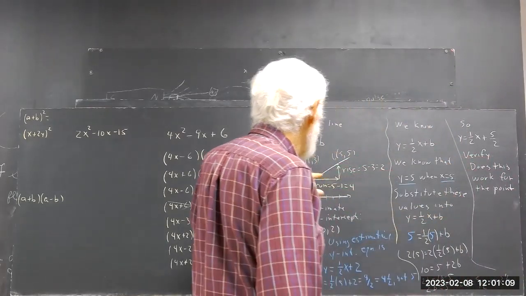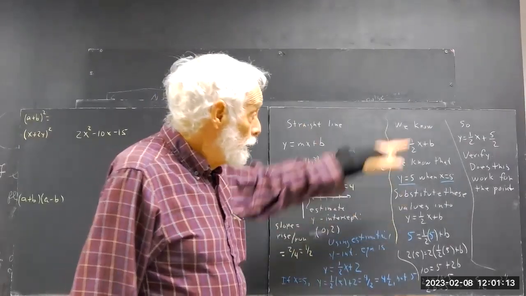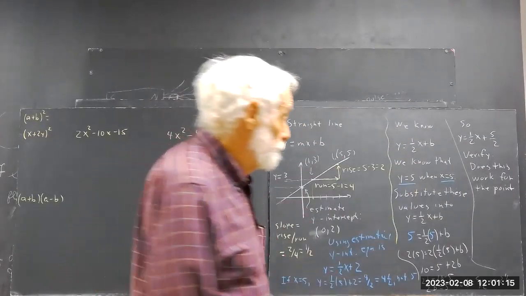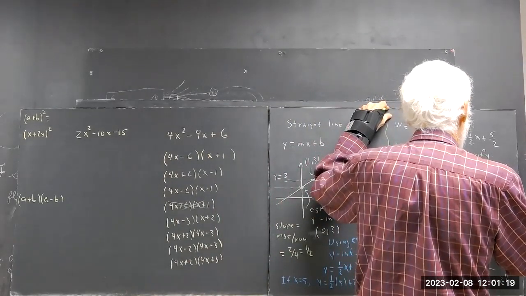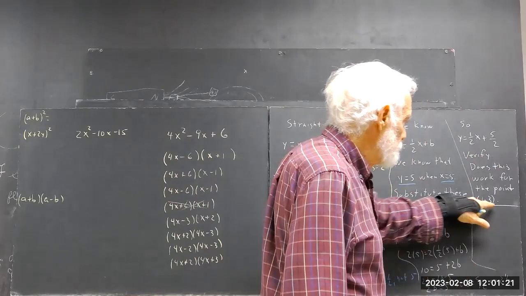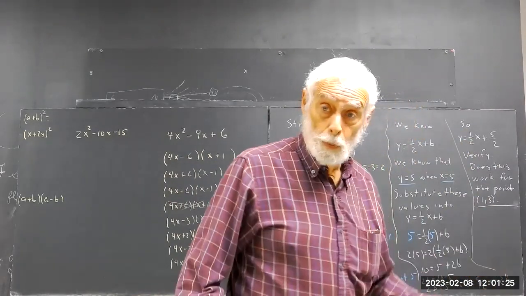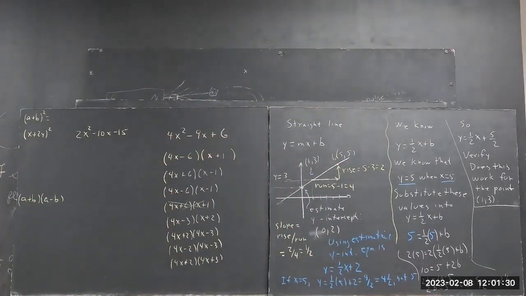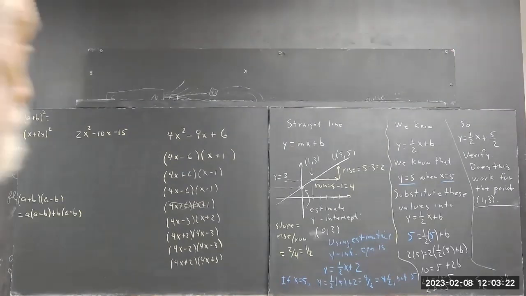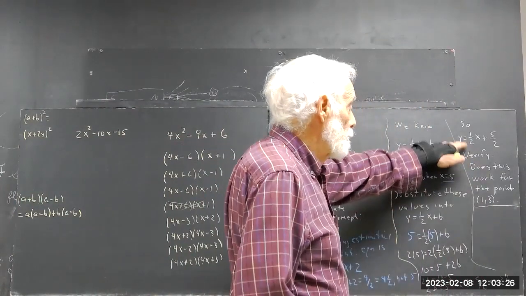This worked for the point 1, 3. If you put in x equals 1 and y equals 3, that ought to give you an identity. So we want to substitute x equals 1 and y equals 3 up here and see if it works. So go ahead and do that. Okay, well, does this work for the point 1, 3?